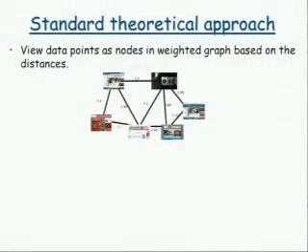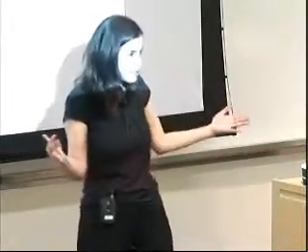All right, so that's our problem. Now, a classic approach to solve such a problem, especially in the theoretical computer science community, also in machine learning sometimes, is to view the data points as nodes in a weighted graph, where the weights are based on the distance function that we are given, and then to pick some objective function to optimize, like k-median, k-means, min-sum, and so on.